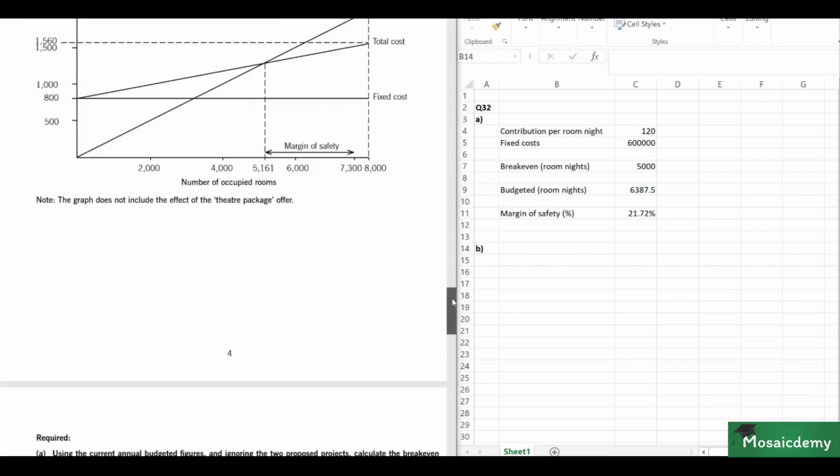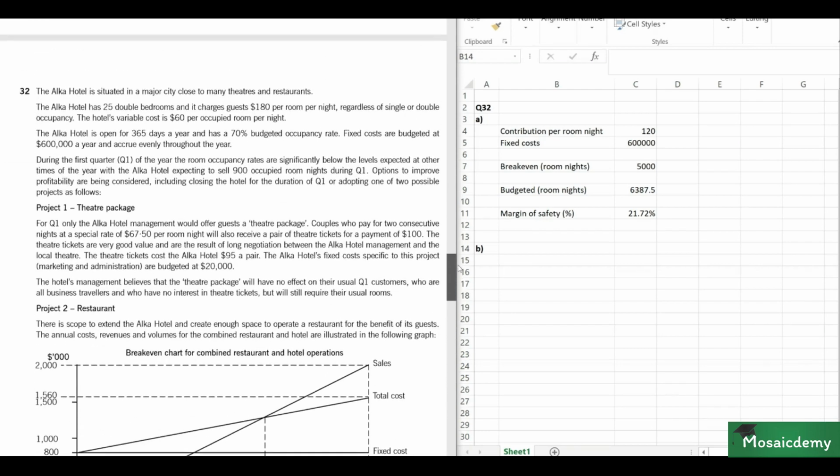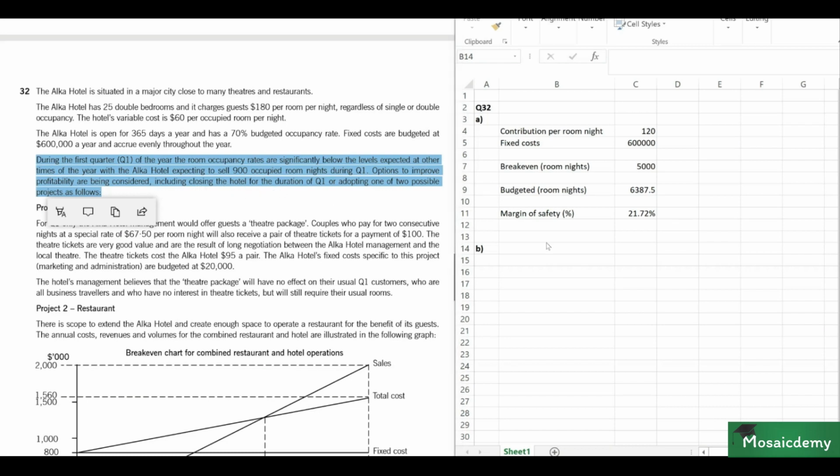Okay. So we're still ignoring the projects, but I think this information is going to be relevant now. Okay, during the first quarter of the year, the room occupancy rates are significantly below the levels expected at other times of the year with Alka Hotel, expecting to sell 900 occupied rooms in quarter 1. Okay, so only 900 rooms. Options to improve profitability are being considered, including closing the hotel for the duration of quarter 1 or adopting one of 2 possible projects. So the projects aren't relevant, and that's what they're asking. Should they close the hotel for quarter 1?